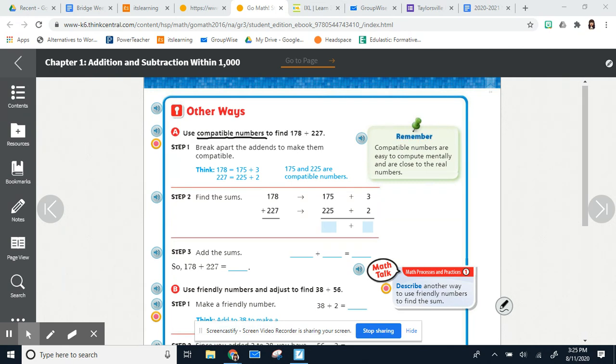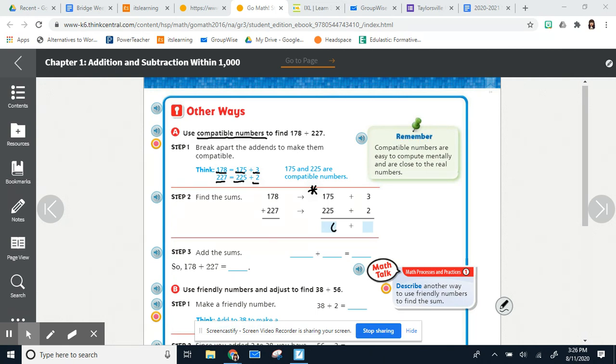So if you look here in the blue, we are turning 178 into 175 plus 3. And with 227, we are turning that into 225 plus 2. So why are we doing that? Well, if you look here, it makes them so much easier to add. So instead of just adding 178 plus 227, let's try it this way. So 175 plus 225.